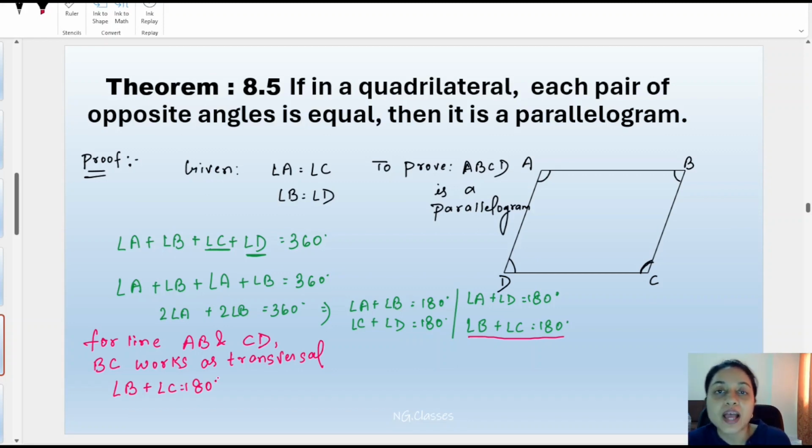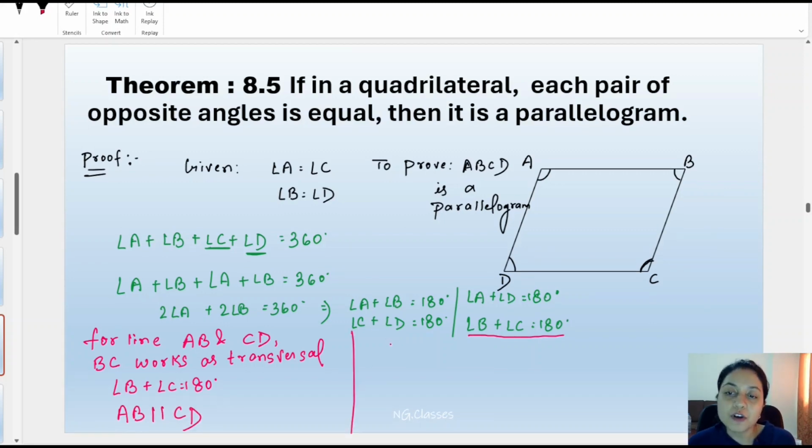So these two angles, that is angle B and angle C, are interior angles on the same side of the transversal, and their sum is 180 degrees. Hence from here we can say that AB must be parallel to CD.